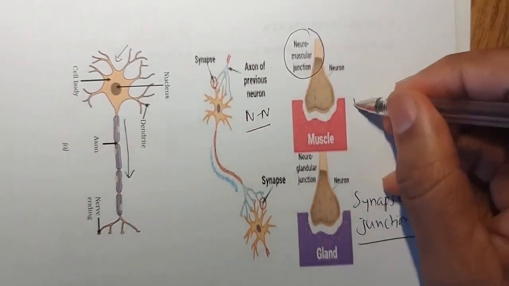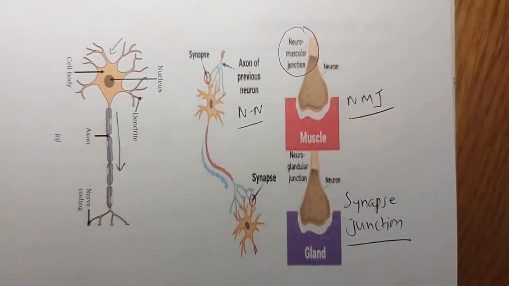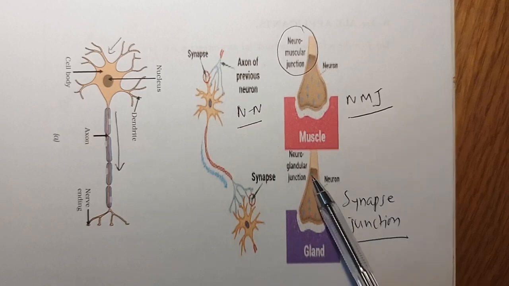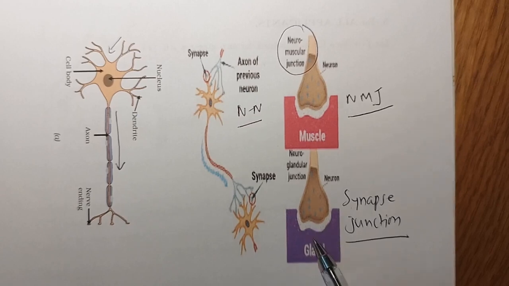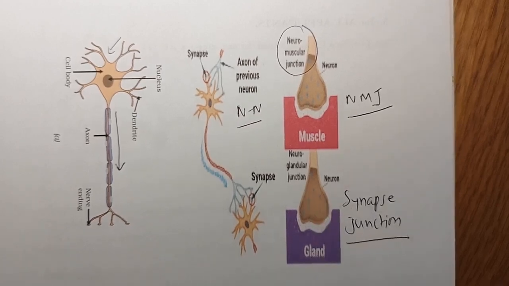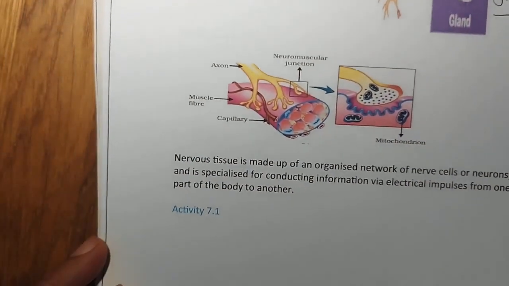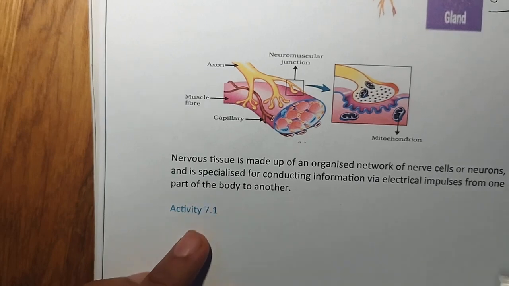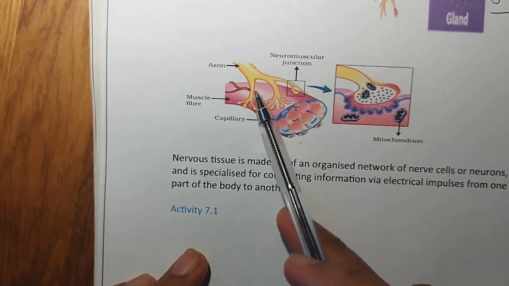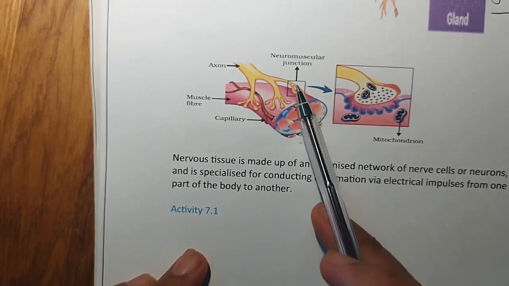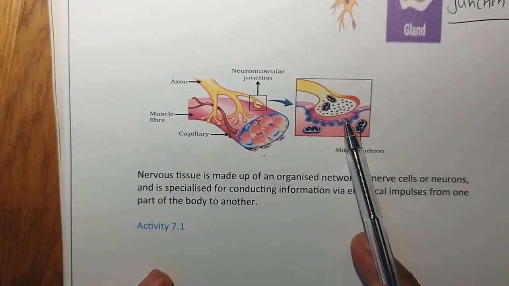NMJ, that's its short form. We use it quite often in medicine. And we have a neuroglandular junction. So when a nerve fiber ends on a gland and delivers the signal there, it's called a neuroglandular junction. We will go into more details of this in the next few minutes. So this is again showing you the axon, its branches, and the branches ending on the muscle fiber, and that's a neuromuscular junction. This is shown in more detail.